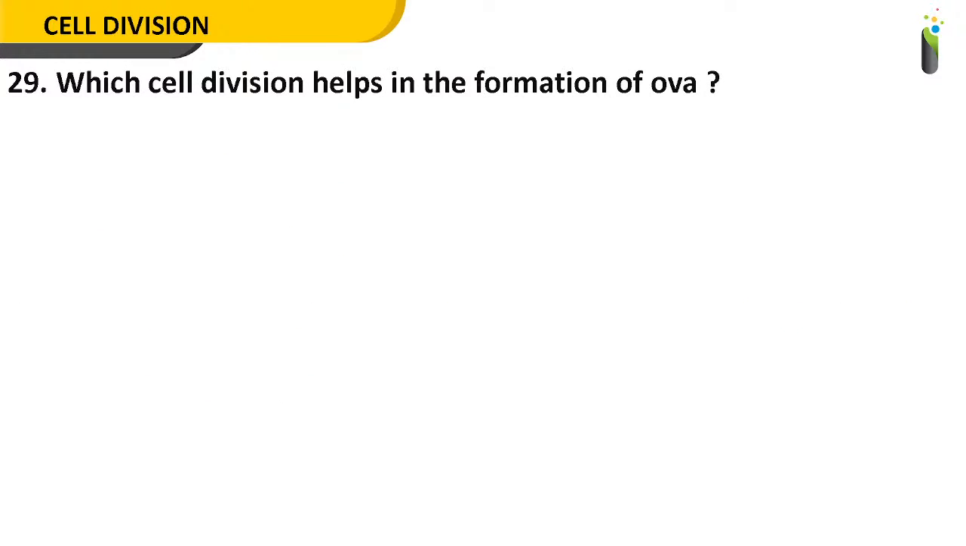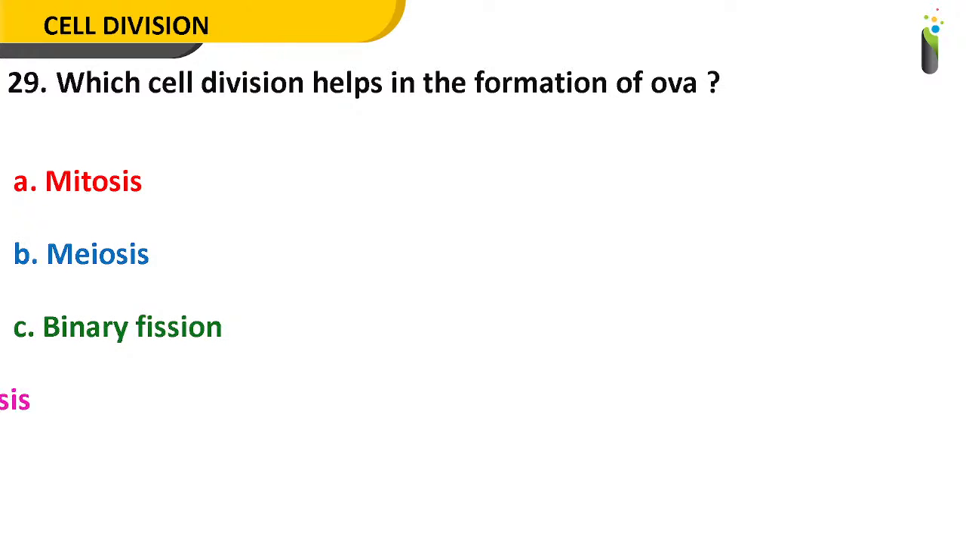Coming to the next question, number 29. Which cell division helps in the formation of ova? A. Mitosis. B. Meiosis. C. Binary fission. D. Amitosis. Again, quite an easier question to solve. Well, the answer for this question is B. Meiosis. It is meiosis that helps in the formation of ova.